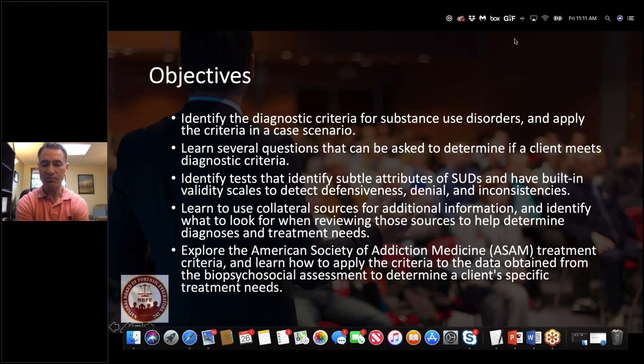And then we'll also be exploring briefly the American Society of Addiction Medicine, or ASAM, treatment criteria, and we'll learn how to apply the criteria to the data obtained from the biopsychosocial assessment to determine a client's specific treatment needs.